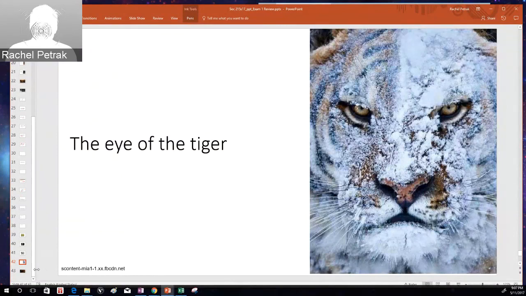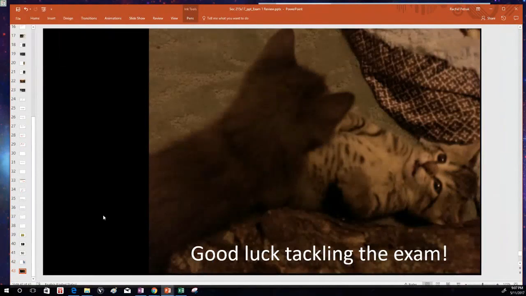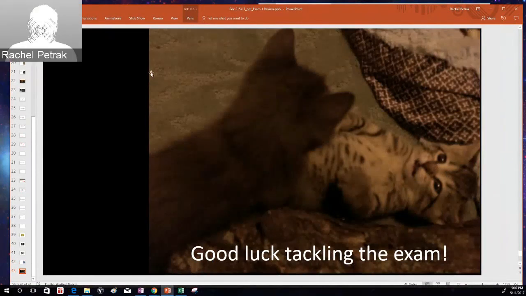Keep the eye of the tiger. Remember to keep feeling strong and powerful about your statistics, your growing knowledge of statistics, and good luck tackling the exam. Have as much fun as these kittens. May the odds be ever in your favor.